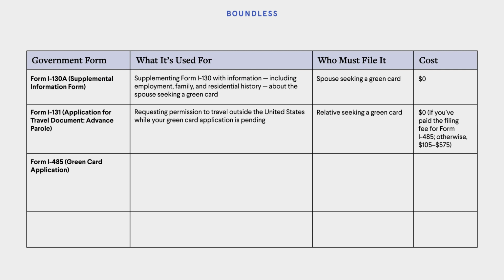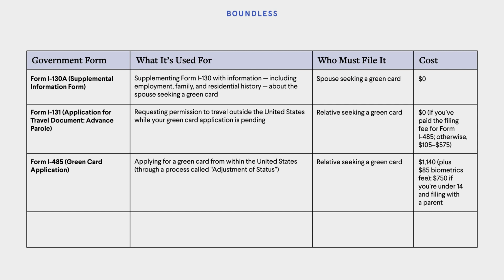Form I-485, Green Card Application. This form is for applicants applying for a green card from within the United States through the Adjustment of Status process. It's filed by the relative seeking the green card, and it will cost $1,140 plus an $85 biometrics fee. The cost drops down to $750 if the applicant is under 14 and filing with a parent.